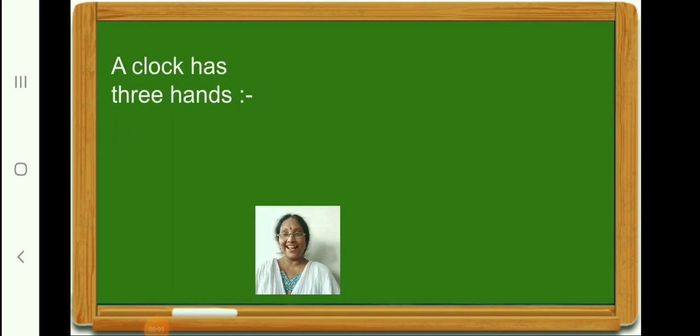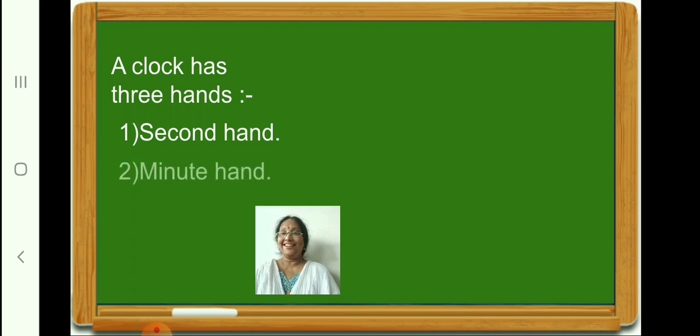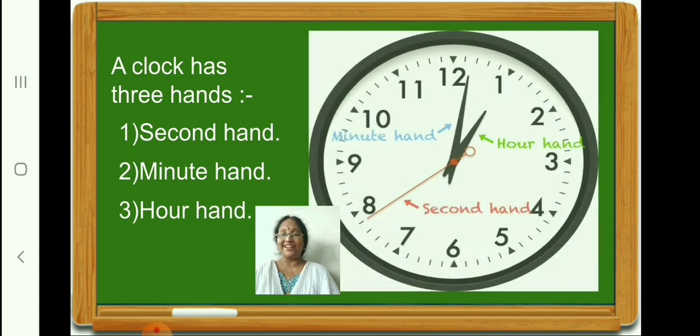A clock has 3 hands. Number 1, second hand. Number 2, minute hand. And number 3, hour hand. Now children, look at the picture. Here you can see a picture of a clock. Children, look carefully. Here you can see a red arrow marking a thin needle. This is the second hand. And number 2 is the minute hand.